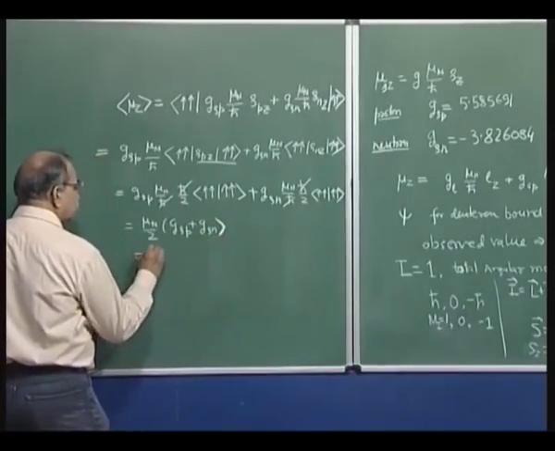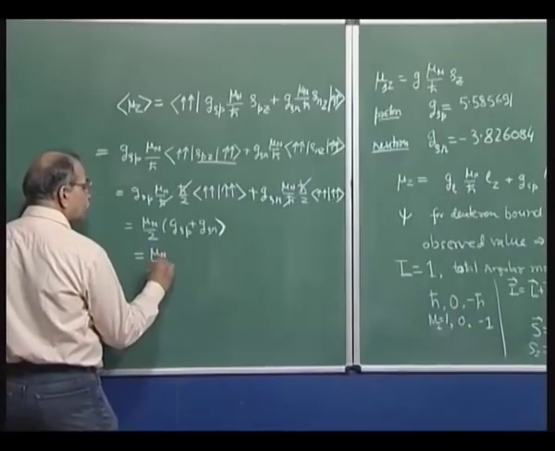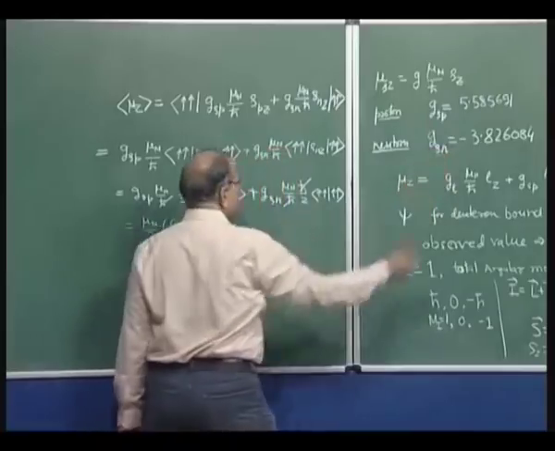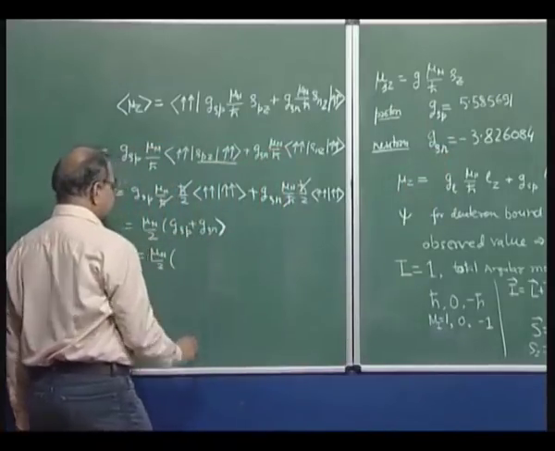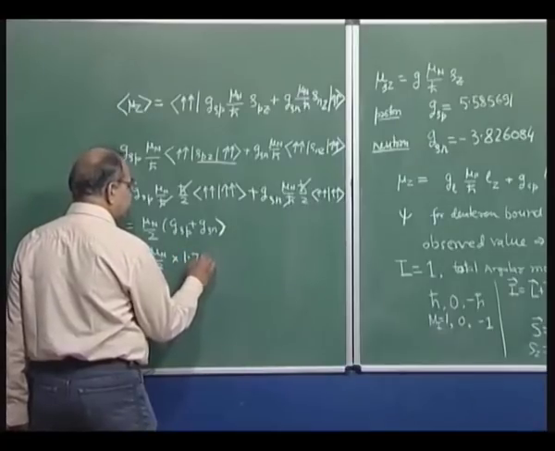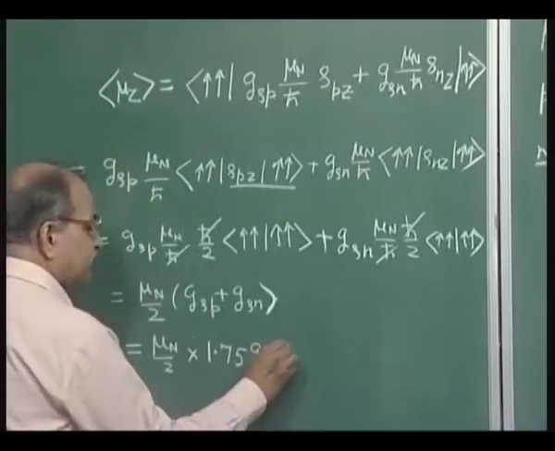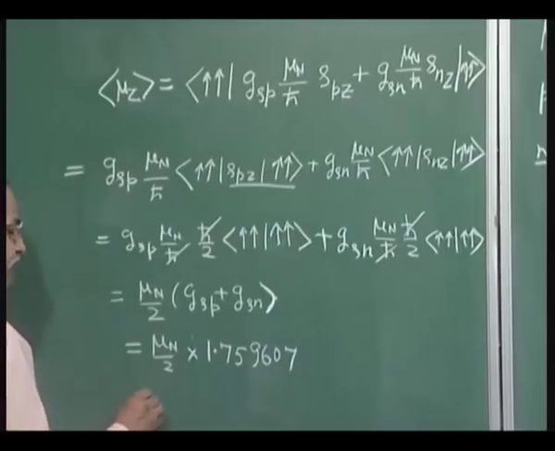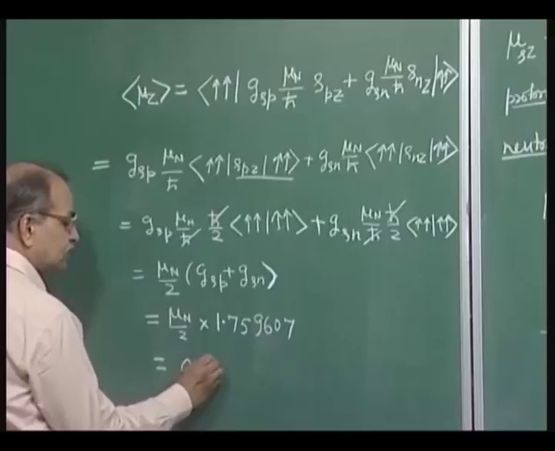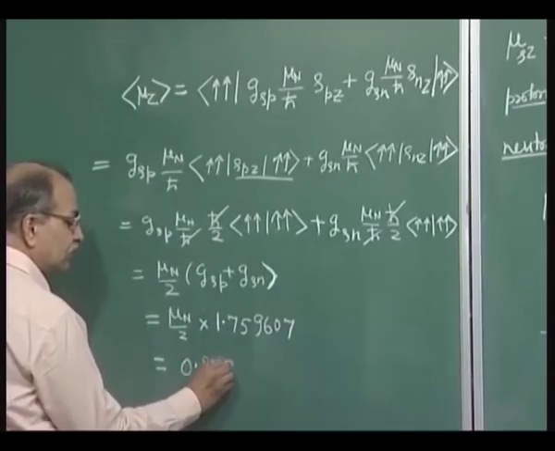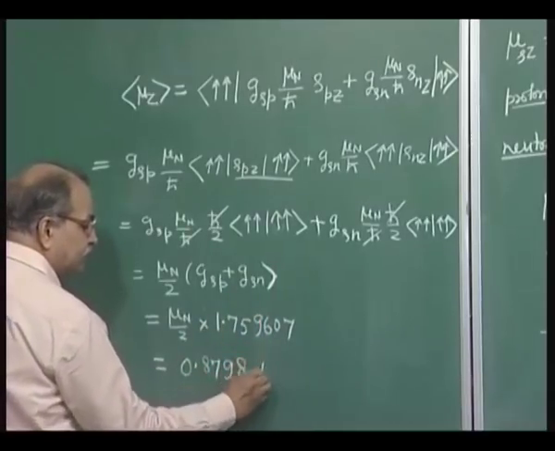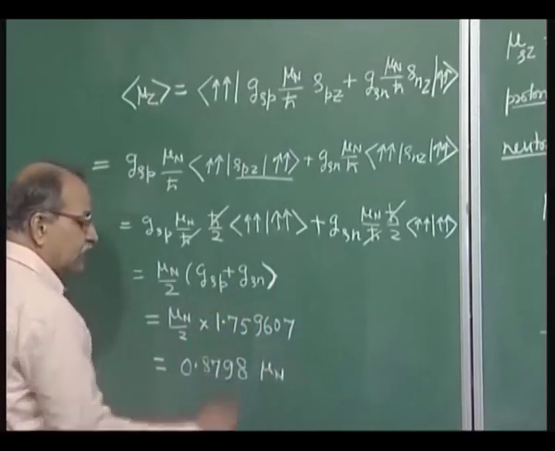Now, put the values, mu n by 2, GSP is written here and GSN is written here. So, tell me how much it is, GSP plus GSN, 1.759607. So, divide by 2, 0.879835. Okay, let us keep it up to here, times mu into it times nuclear magneton.